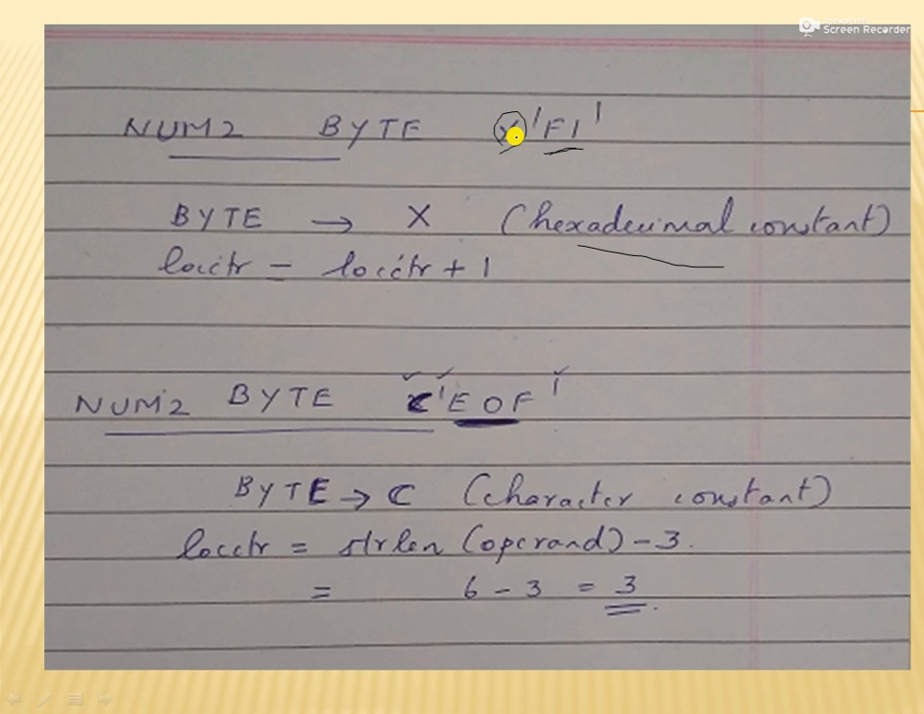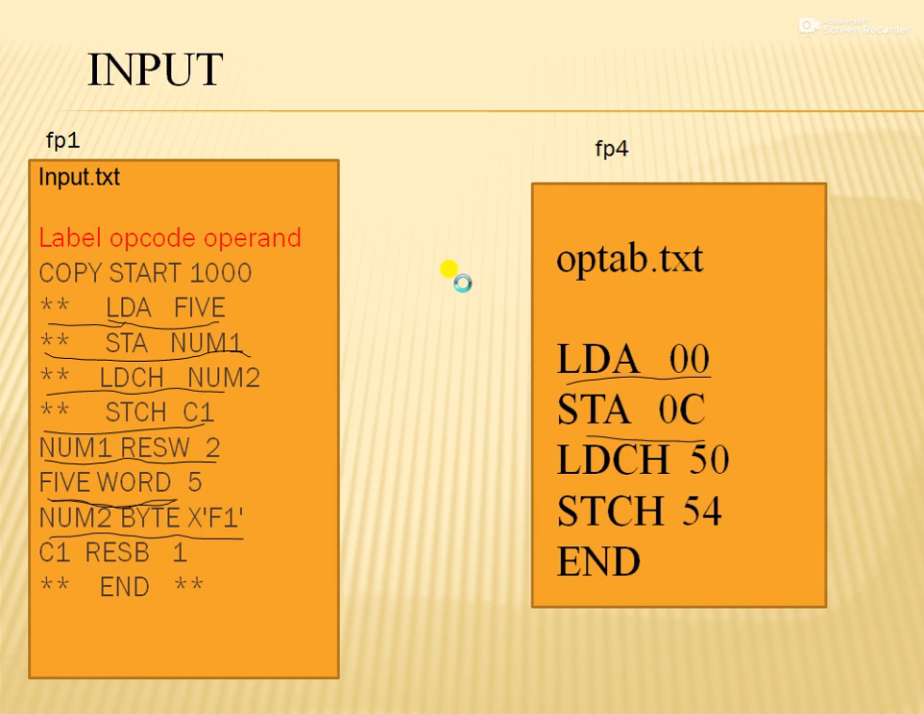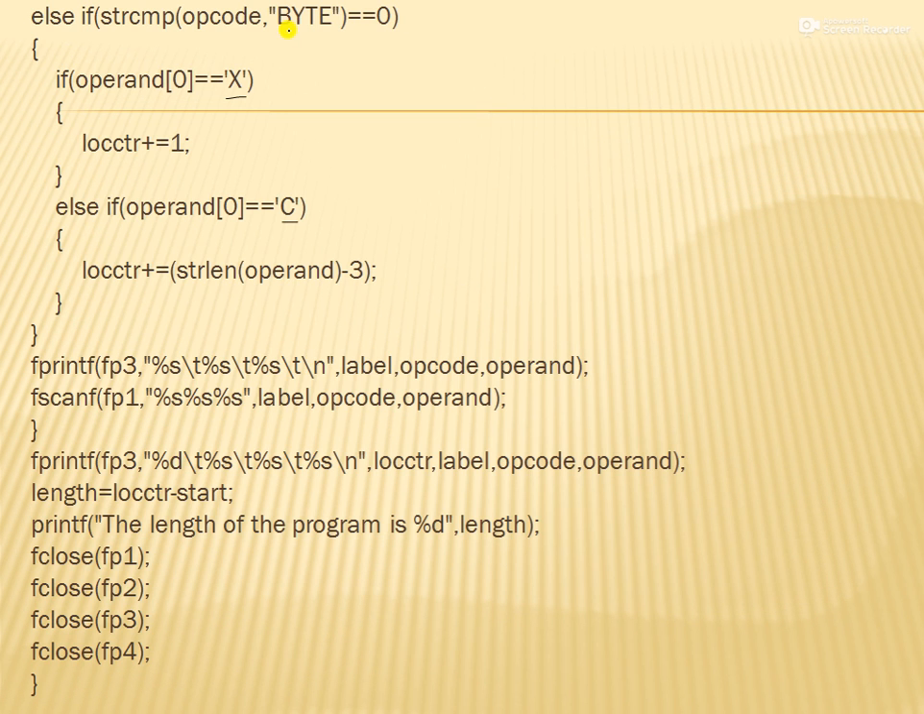If it is x, then increment the location counter by this length, that will be always 1, so it is incremented by 1. So that is shown in this code as operand of 0 equal to x, that means location counter is incremented by 1.